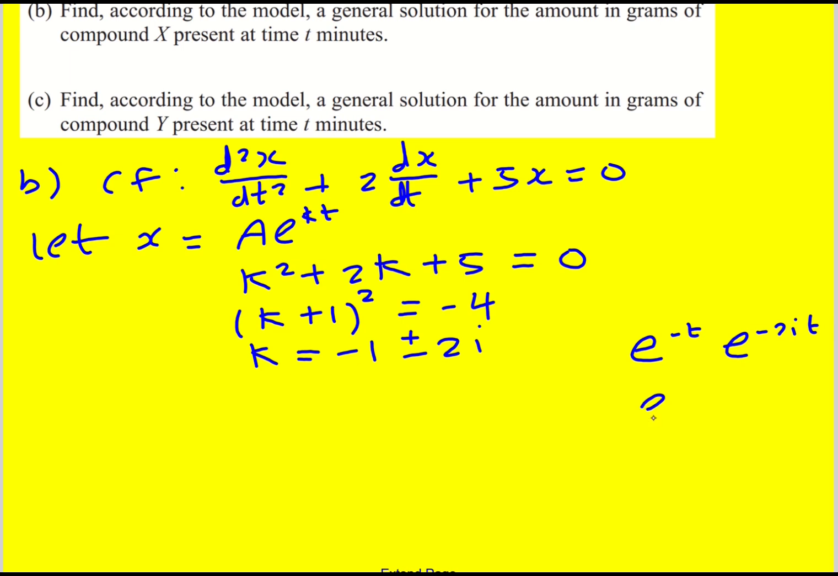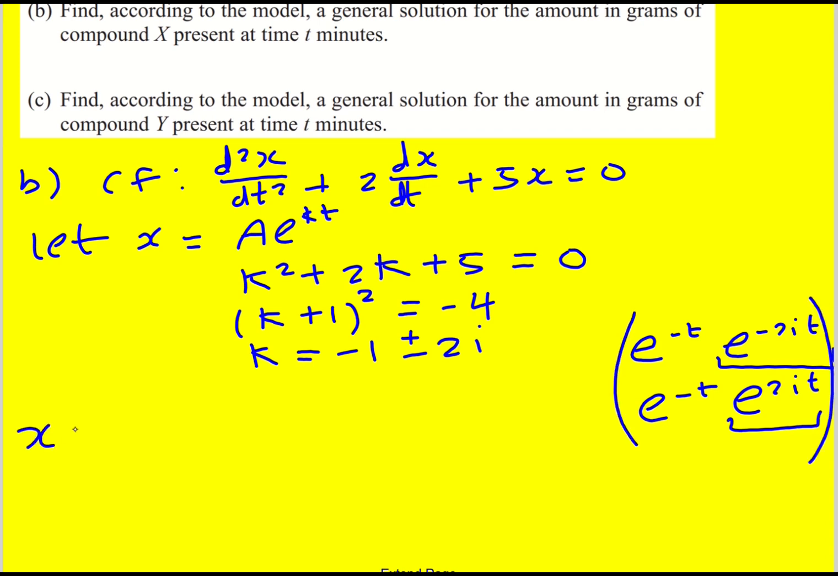This gives us, by the way, e to the minus t times e to the minus 2it, and e to the minus t times e to the 2it. But you can use Euler's relation and write that in terms of sine and cos. And you're going to get sine 2t and cos 2t. They might just be negative, and they're similar here. But we don't use that approach.